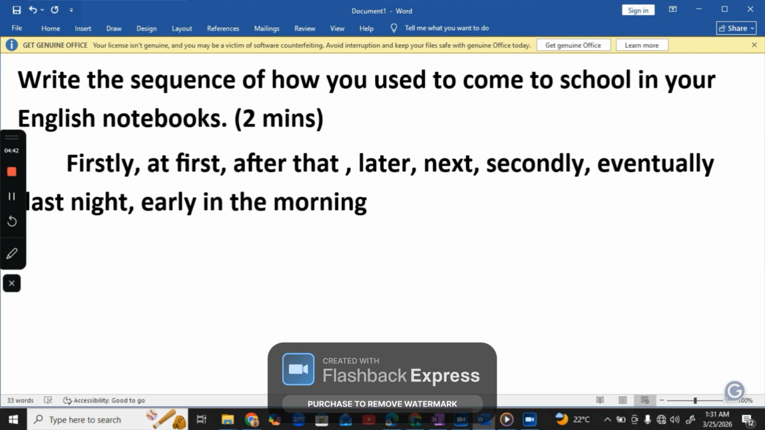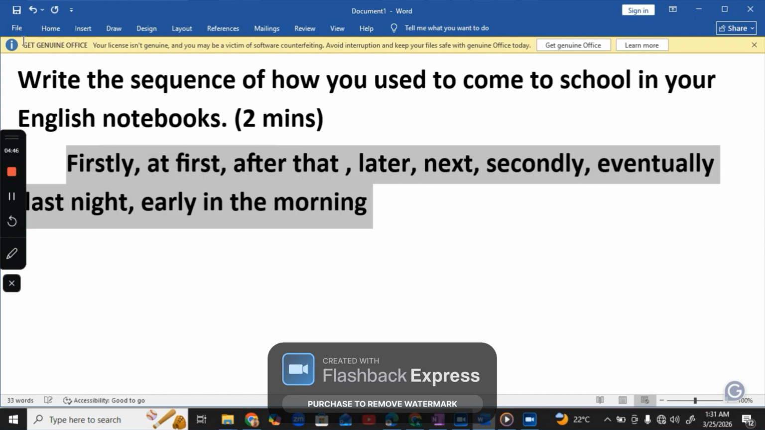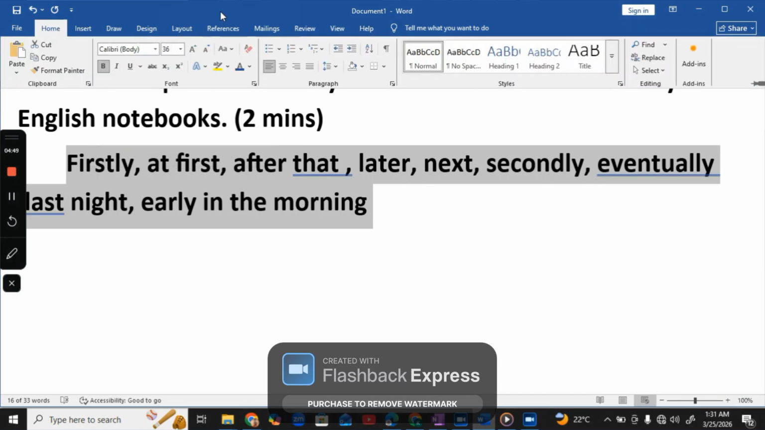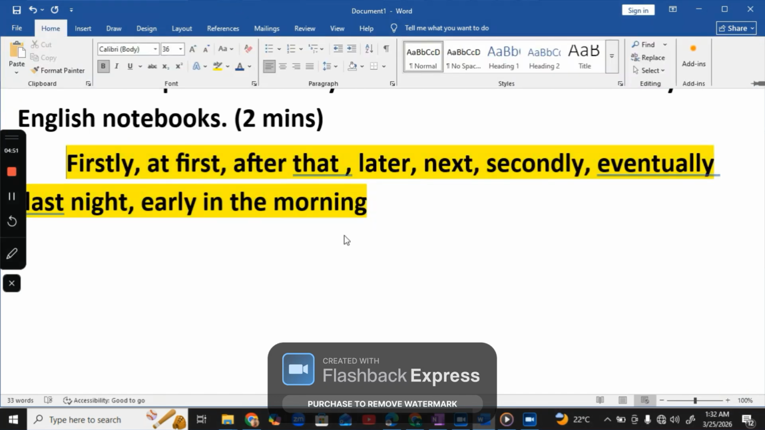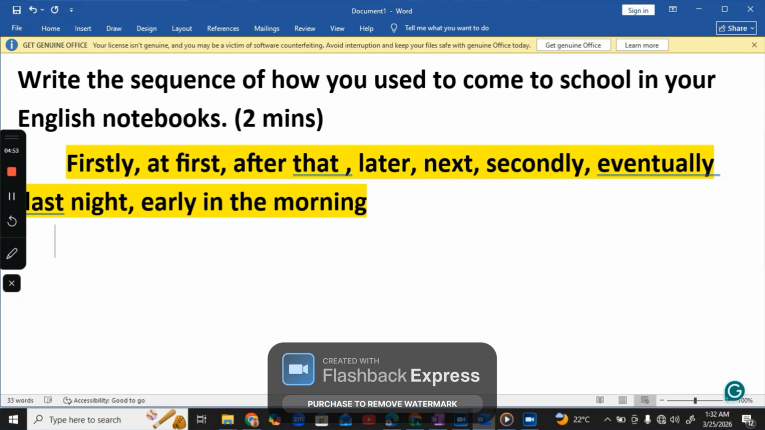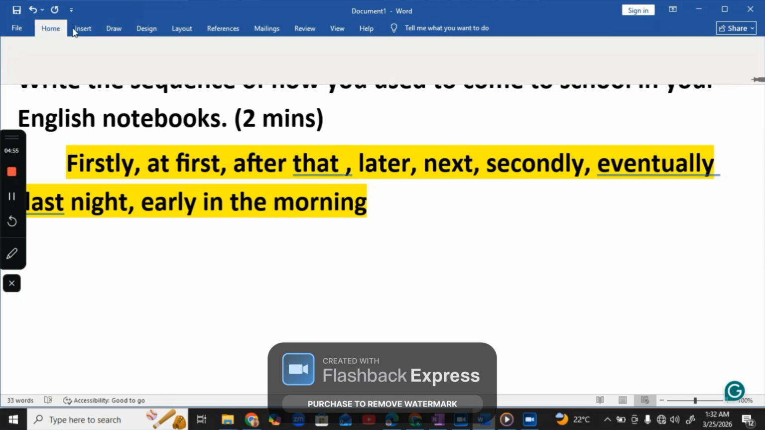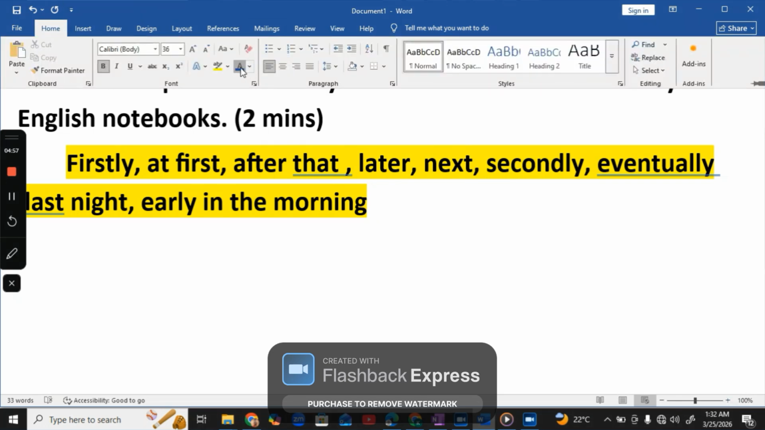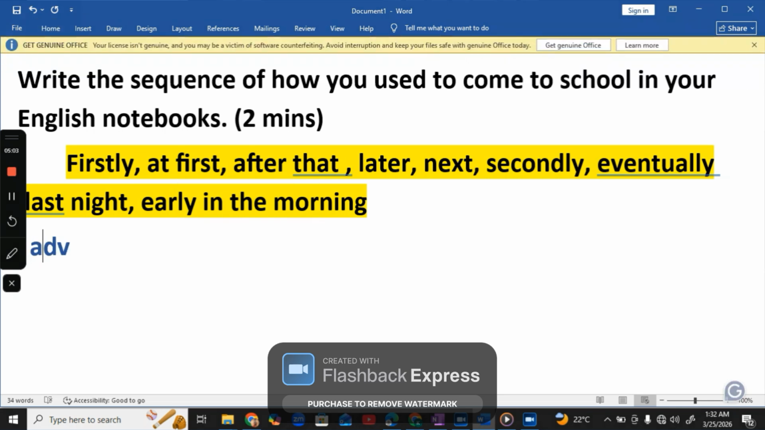etc., etc. So let me clarify that all of these belong to a specific grammatical category, which is called adverbials. What are these all called? These are called adverbials. Adverbials. And we will be discussing what adverbials are today.